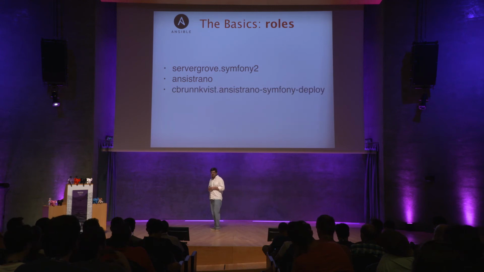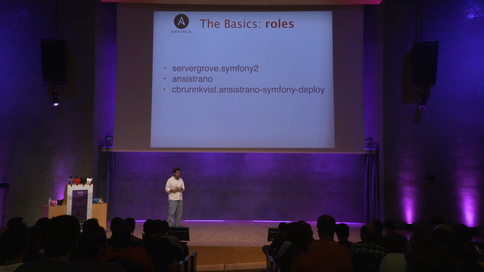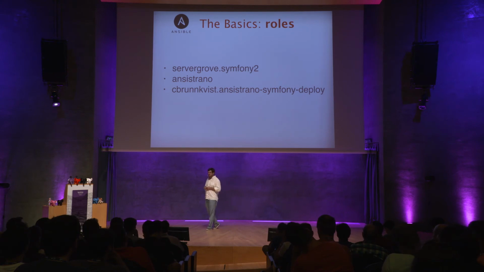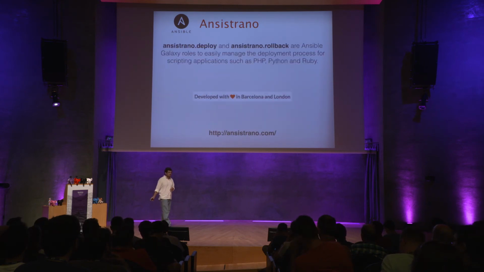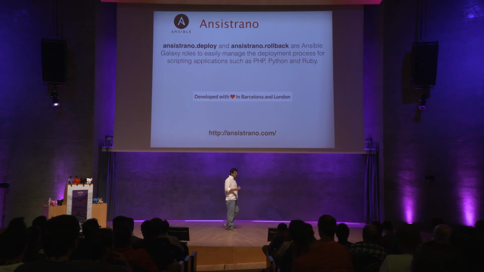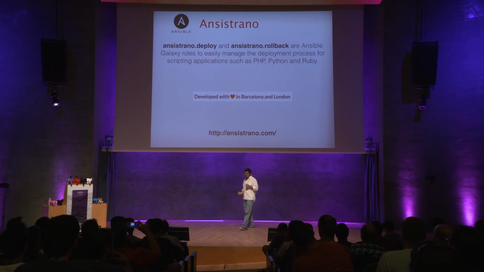And then this guy, whose name I cannot pronounce, created Ansistrano Symfony Deploy, which is another role that is based on Ansistrano, but it's just for deploying Symfony applications. Because with Ansistrano, you can use it for any application, not just Symfony. So Ansistrano is basically two roles that you can install independently and use independently. If you go to the site, it has really good documentation.